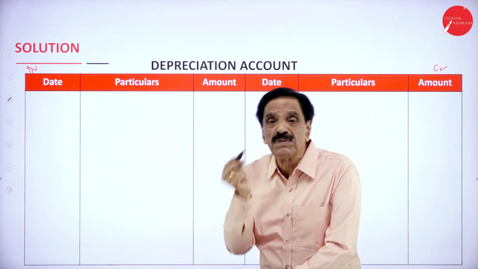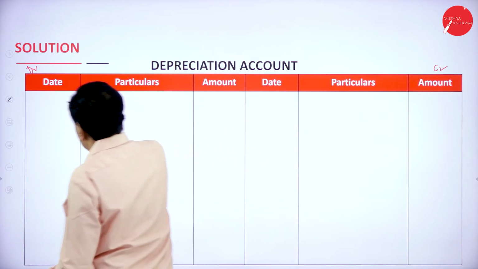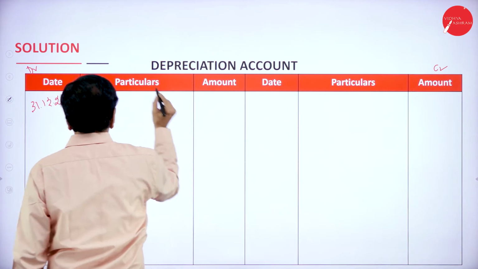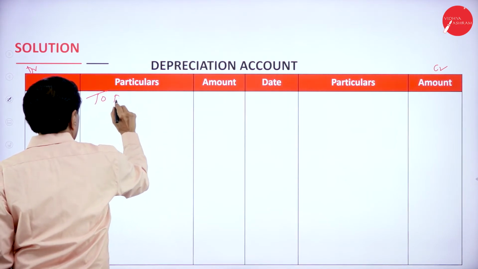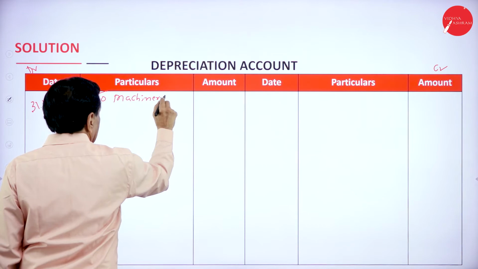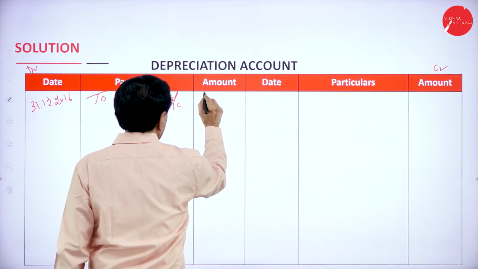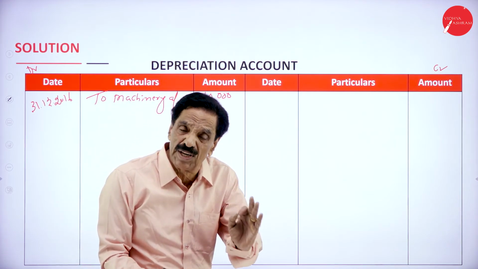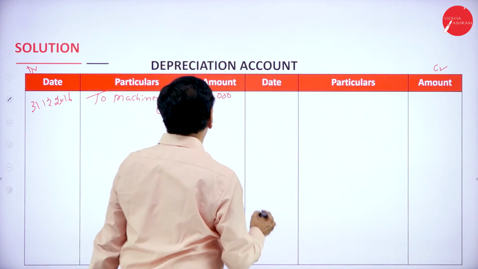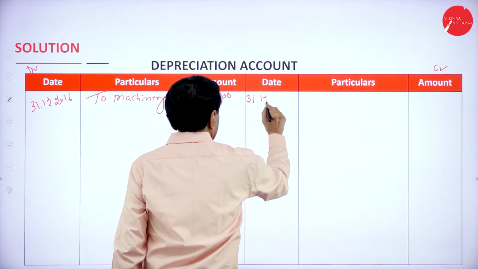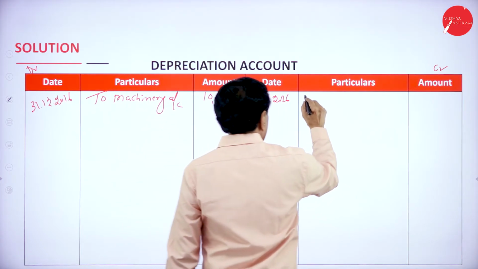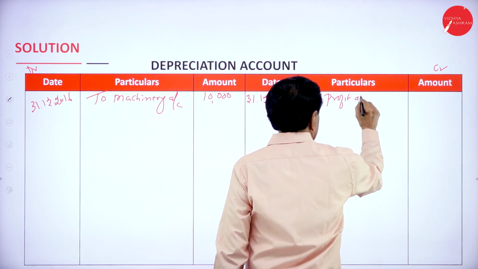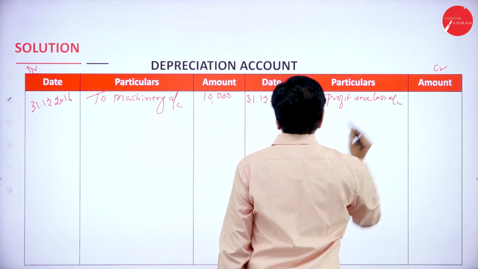Depreciation on what? Depreciation on machinery. 31st December 2016, to machinery. Charge how much? 10,000. 10,000 rupees has been charged on machinery, transferred to profit and loss account, by profit and loss account 10,000.